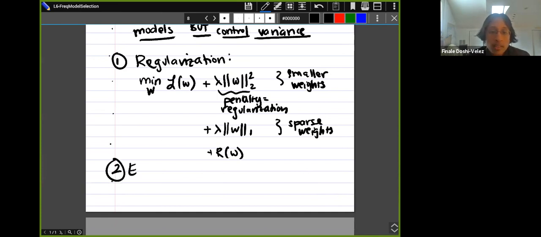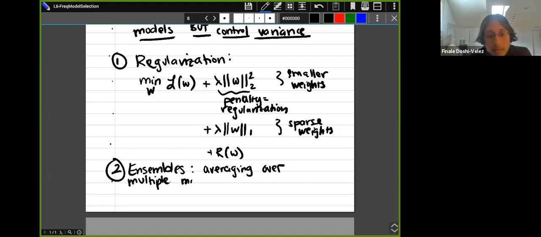The other approach, which I'm just going to mention really briefly because I do want to make sure that we have time for a concept check, is this notion of ensembles. So this idea of averaging over multiple models. And I'm not going to go into detail, so the R of W is a regularizer. You can choose whatever regularizer makes sense for your application. Here are two common ones, but there are lots that could make sense. So ensembles, you're averaging over multiple models. And there are many, many ways of building these ensembles.